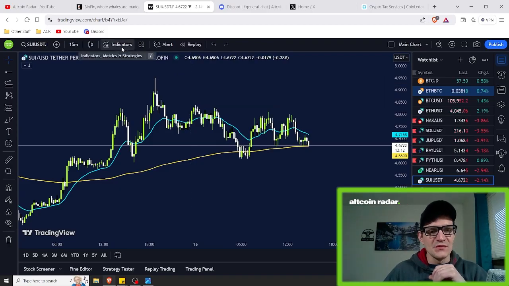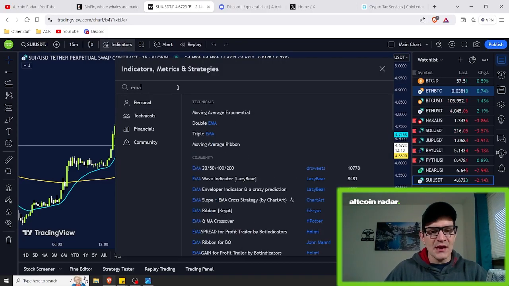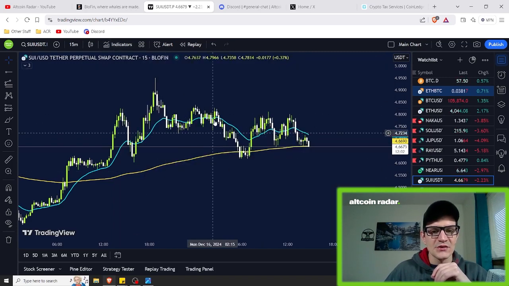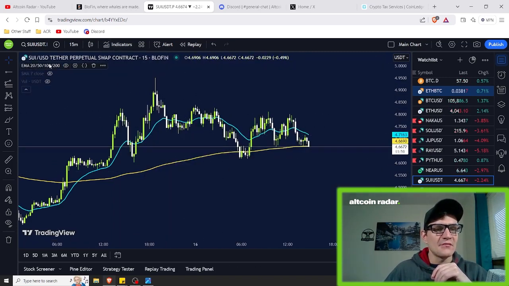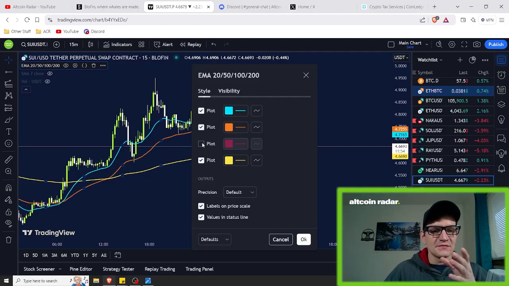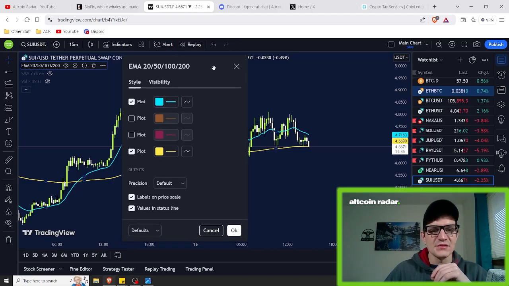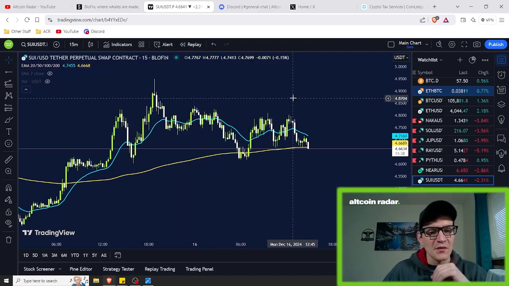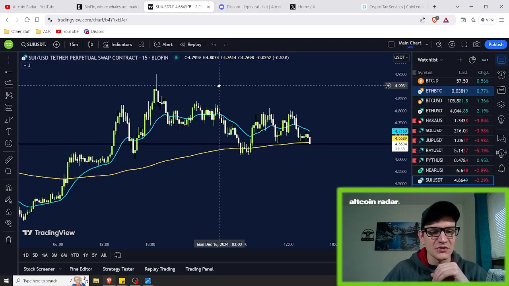How you would do that is you go to indicators and type in EMA, and the one I usually use is this one right here, EMA 20, 50, 100, 200 by Dr. Sweets. You click on it and it will add your EMAs to the charts. Then you go to the gear icon, the settings icon. The 50-period and 100-period will be turned on, but you just turn them off if you want to use the same ones that I use. I'm not saying you have to use the same ones; I just use the 20-period and the 200-period most often because they work the best for my overall trading style.